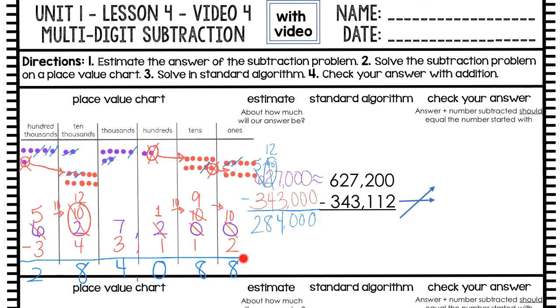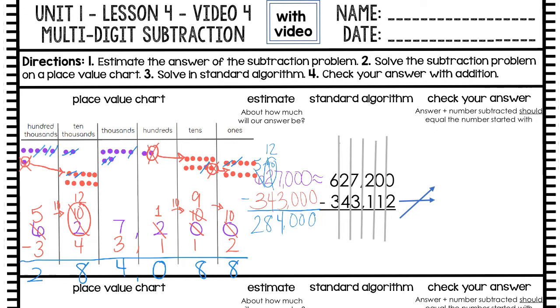So my number that I got in my place value chart, 284,000, is very close to 284,088. So we can tell that that was done correctly. Now we're going to go to our standard algorithm.